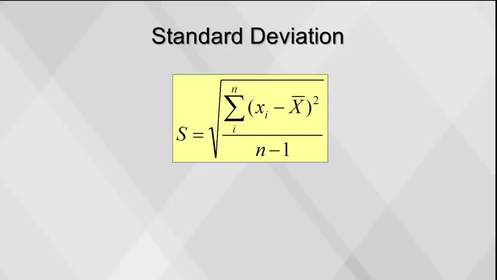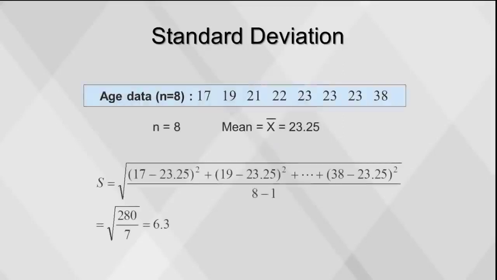It shows the variation around the mean and has the same units as the original data. It is calculated by finding the square root of the variance. Here's an example of the standard deviation using age data. Note that sample standard deviation is represented by the symbol S. X bar represents the sample mean.